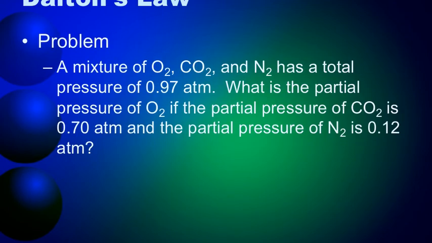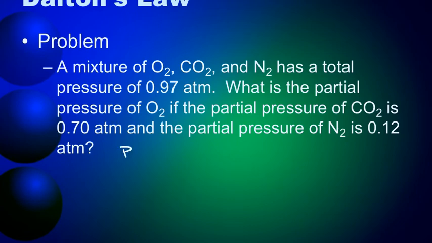Like I said, it's about as easy of a problem for Dalton's law as you could possibly get. A mixture of O2, CO2, and N2 has a total pressure of 0.97 atmospheres. What is the partial pressure of O2 if the partial pressure of CO2 is 0.70 atmospheres and the partial pressure of N2 is 0.12 atmospheres?